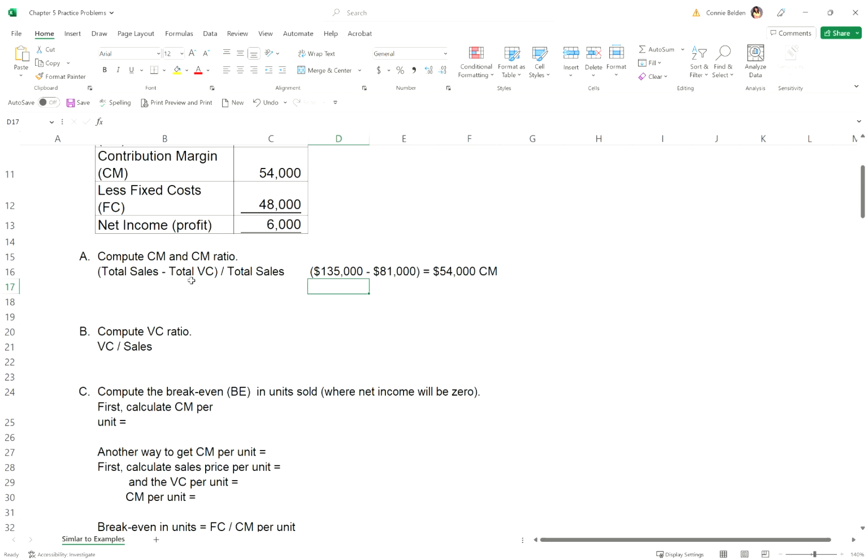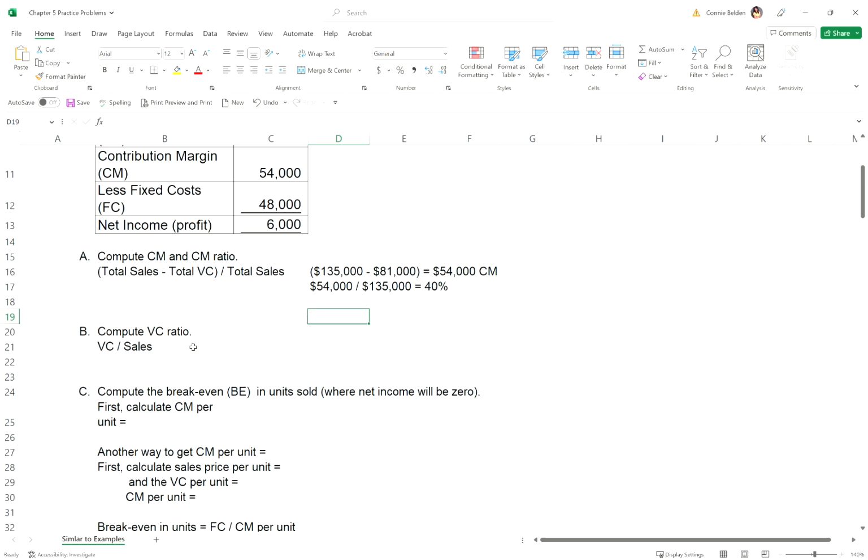So I've done the first part of this formula to get contribution margin. Now I will take that contribution margin and divide it by sales to get it as a ratio. So I'll take my 54,000 and divide it by sales of 135,000. That gives me 0.4, or if I convert it to a percentage, a contribution margin ratio of 40%. So that means 40% of my sales are contribution margin. Now, the rest of that would have to be variable expenses.